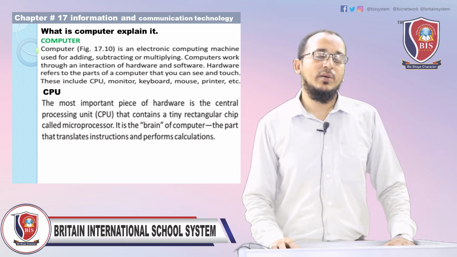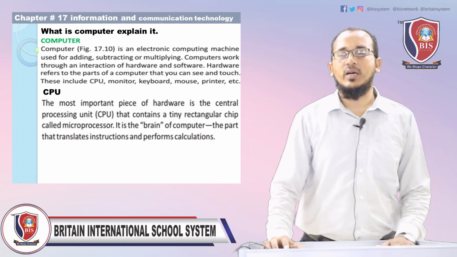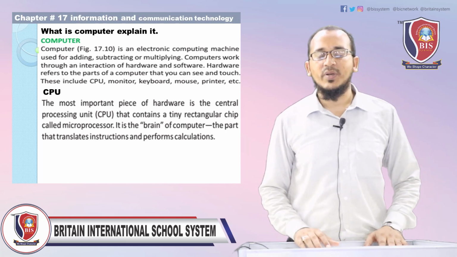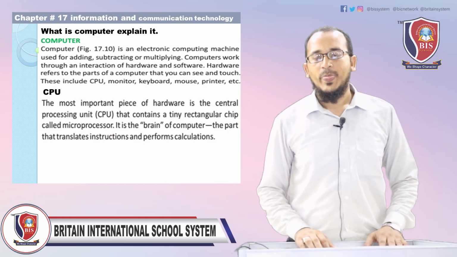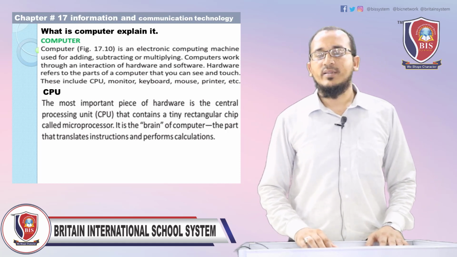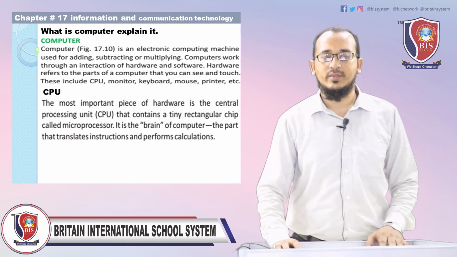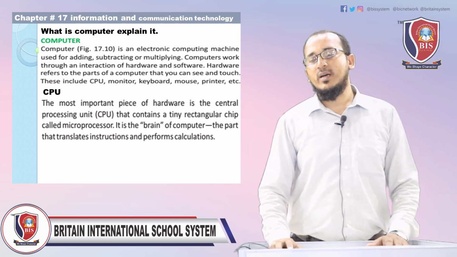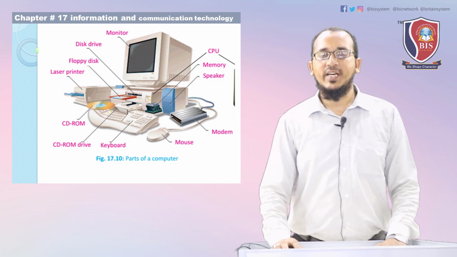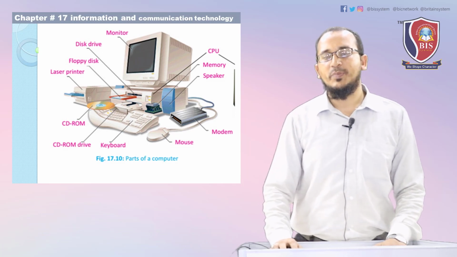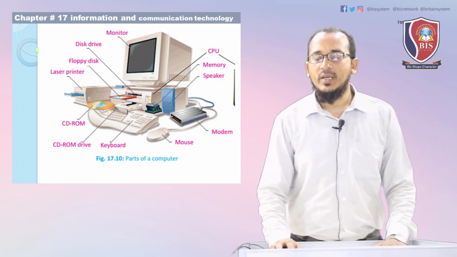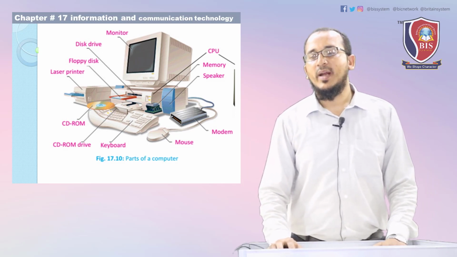What is CPU? The most important piece of hardware is the central processing unit that contains a tiny rectangular chip called a microprocessor. It is the brain of the computer, the part that translates instructions and performs calculations. As shown in the diagram, the parts of a computer: CD-ROM drive, keyboard, CD-ROM, laser printer, floppy disk drive, monitor, CPU, memory, speaker, modem, and mouse.